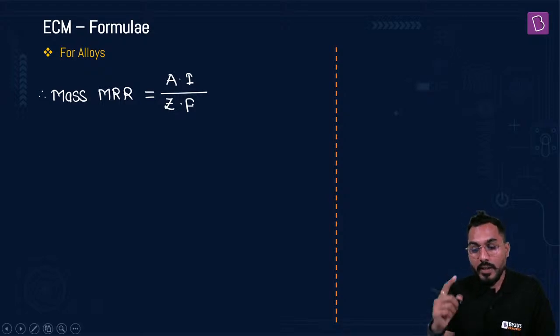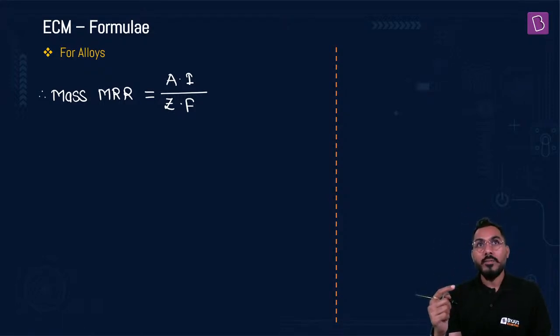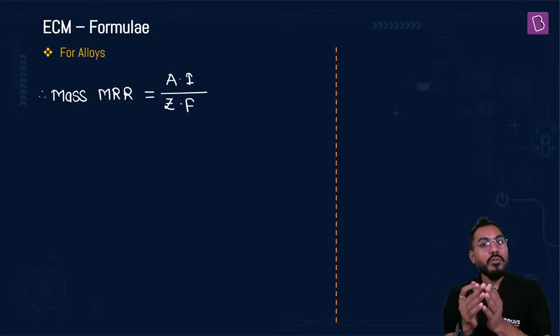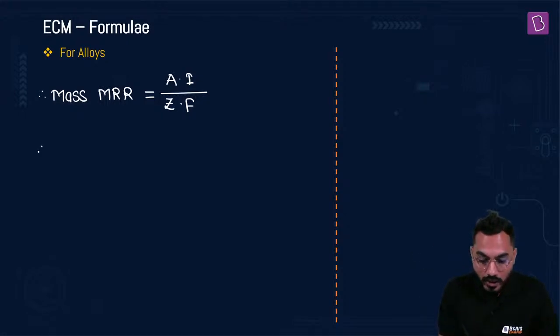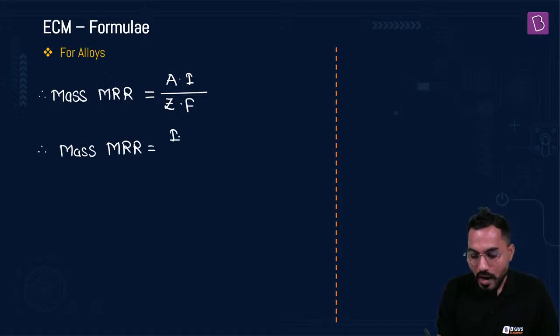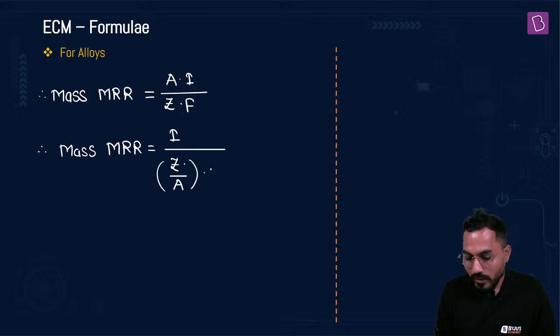Now you do one thing: whatever gram atomic weight is there, you just take it to the denominator. Don't put it in the numerator. So mass material removal rate will be exactly equal to I divided by Z divided by A into F. Do you understand, everyone?